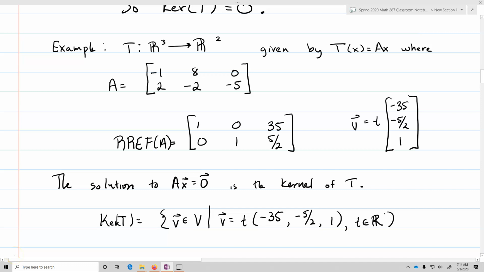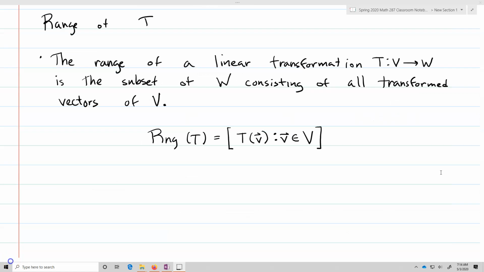So, how do you find the kernel of T? Well, what you're going to have to do is set the transformation equal to 0 and solve. That's basically it. Just like how do you find the null space of A? You set AX equal to 0 and solve. That's exactly what we're going to do. And it becomes especially easy when we can turn the transformation into a matrix, because then we're just solving AX equals 0 again.